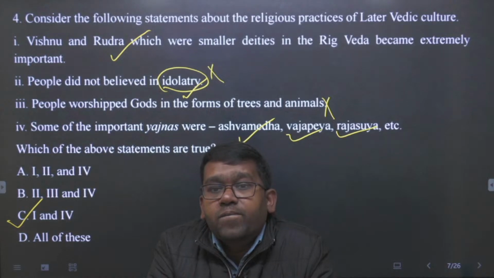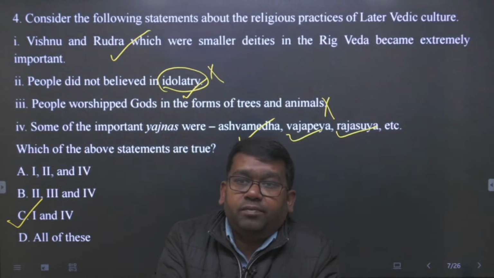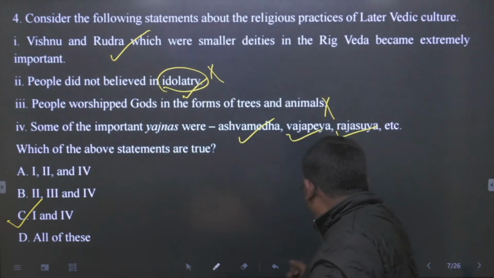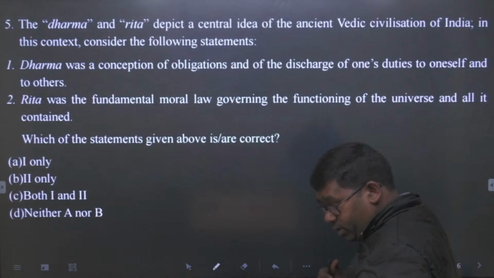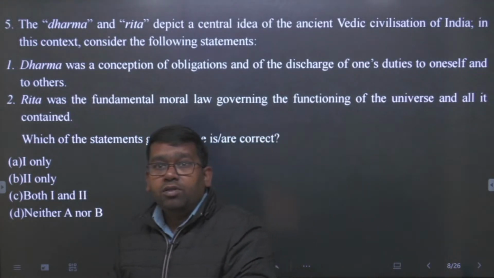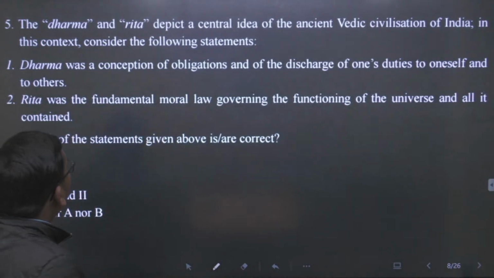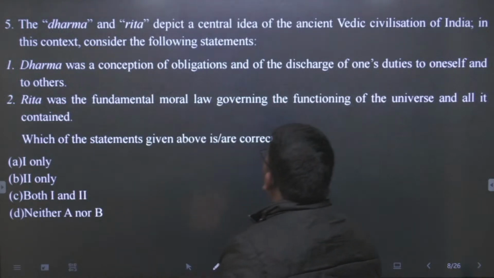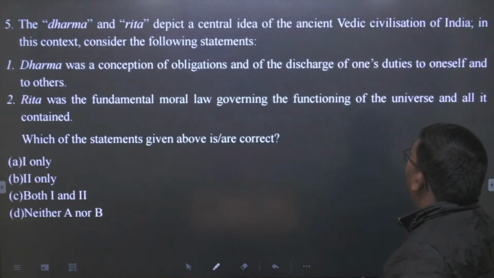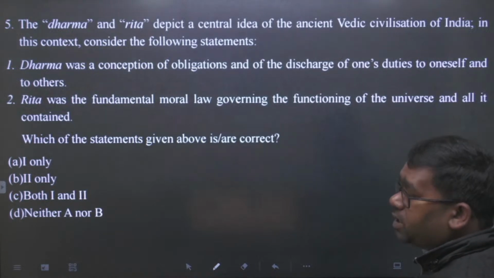All right. So let us discuss the other question. Okay, so one question is related to Buddha. So in this question, what should be the ideal answer? The question is telling that धर्म and rit depict the central idea of the ancient Vedic civilization of India. In this context, consider the following statements.